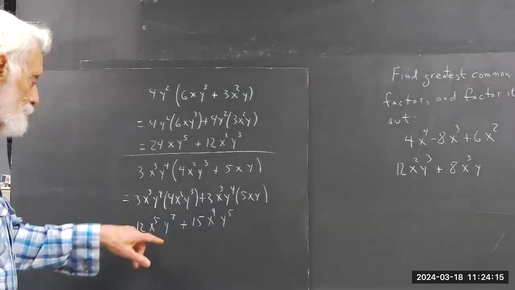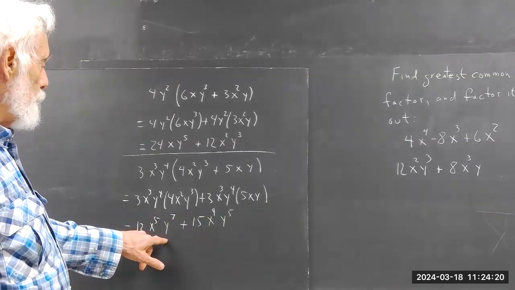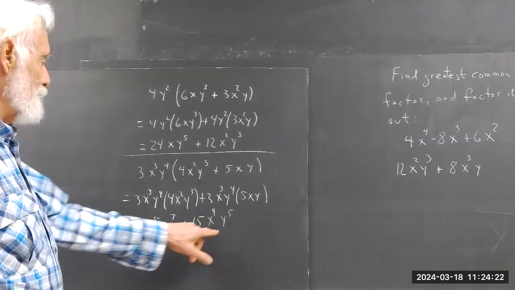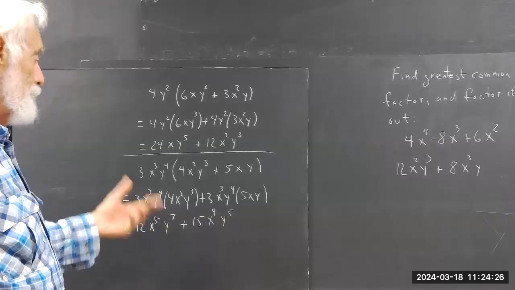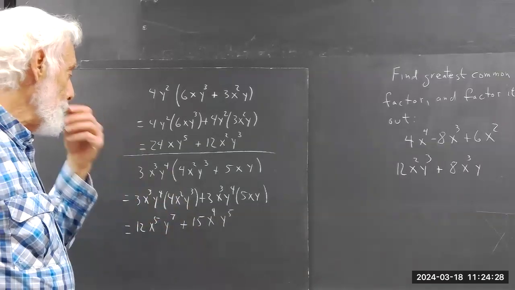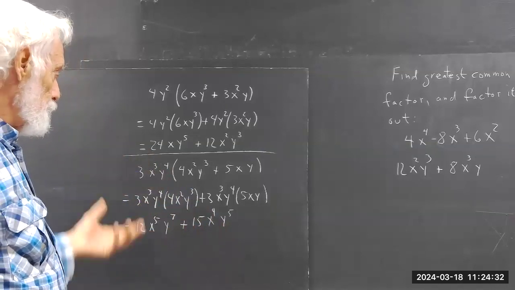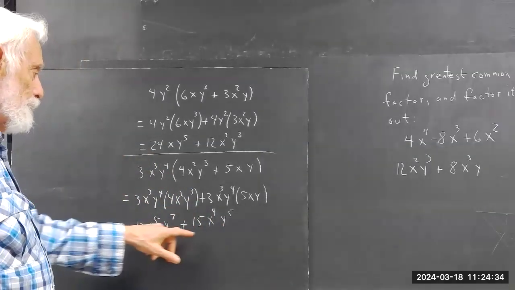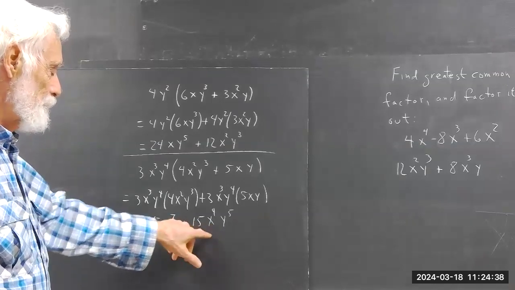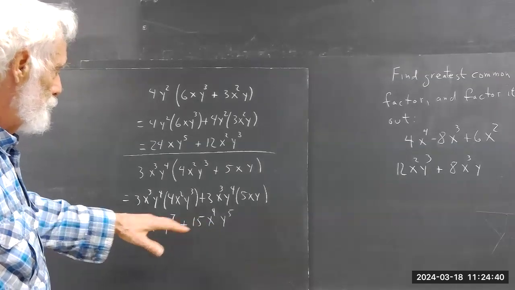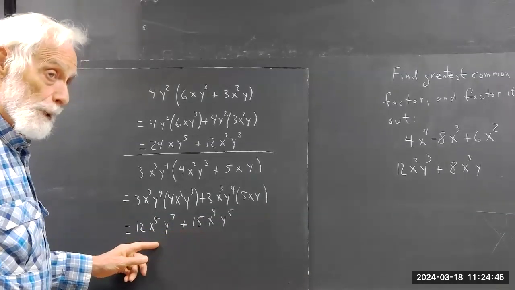Now, you can't go any further than this. X to the fifth, y to the seventh is not the same thing as x to the fourth, y to the fifth. There certainly are values of x and y for which these would be equal, but for most values, they wouldn't be equal. So you can't add the 12 and the 15 and then do something with these terms. You're done. You can't go any further here. These are unlike terms. They can't be combined.